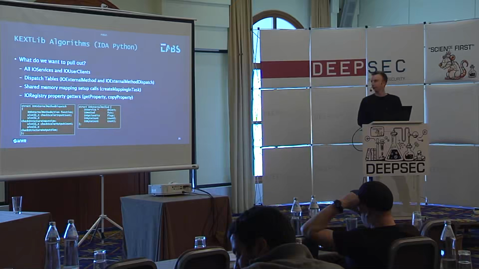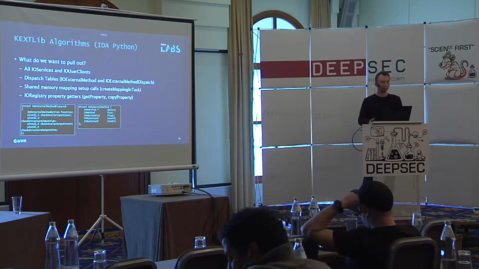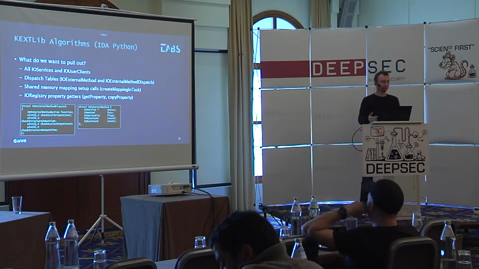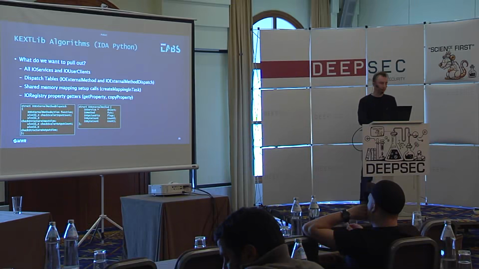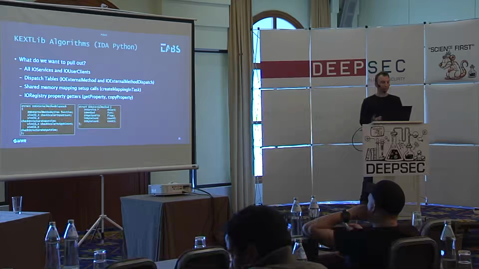So what do we want to pull out? Well, basically, we need all of the I/O services, which are the device drivers, the services which you can communicate from user space to kernel space. The I/O user clients, which are essentially the device drivers' attack surface. All of the dispatch tables. So when you call a method, it basically uses a dispatch table to locate the function in kernel space in the device driver on which to call. All the memory mapping and registry properties as well.